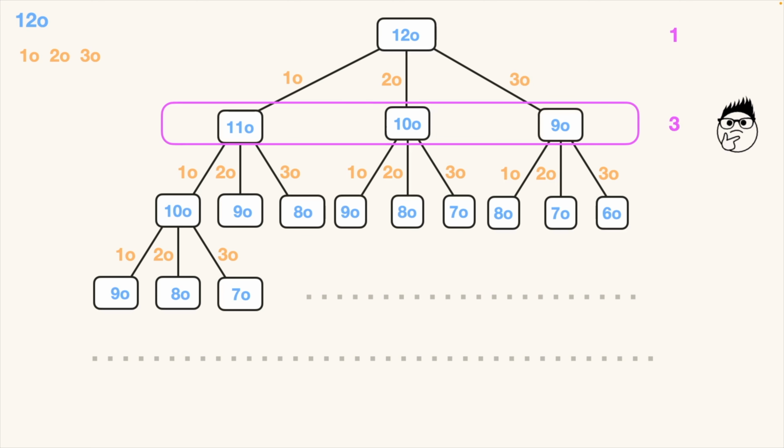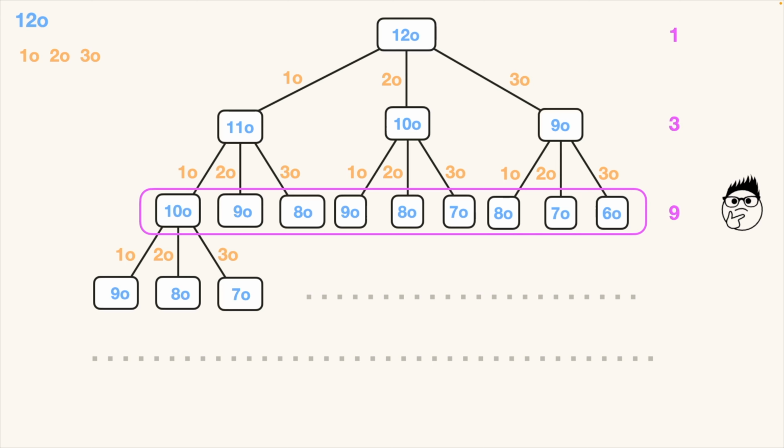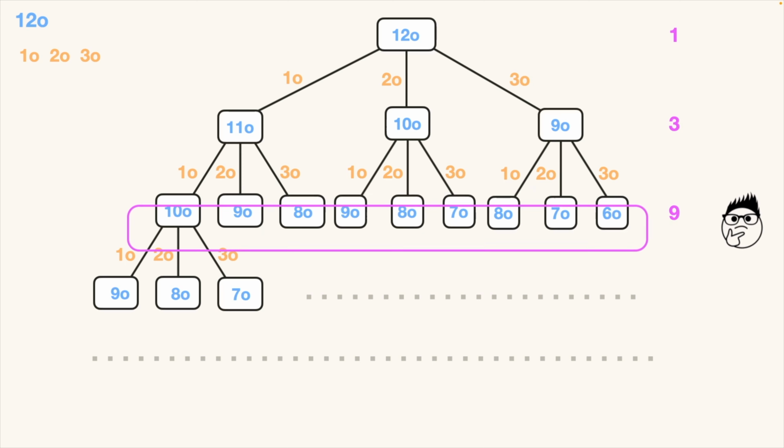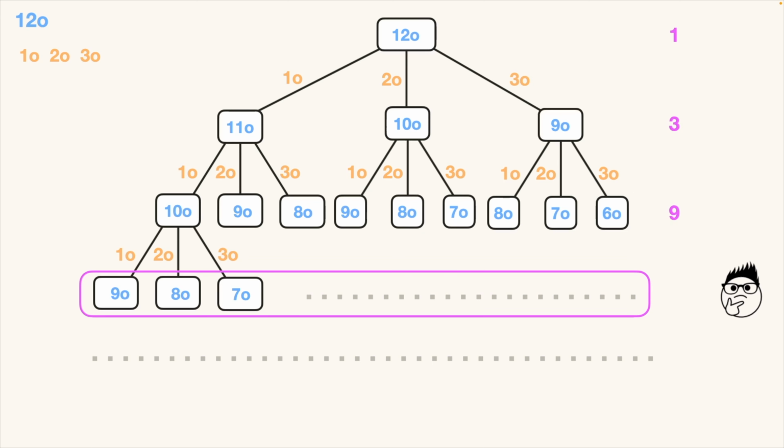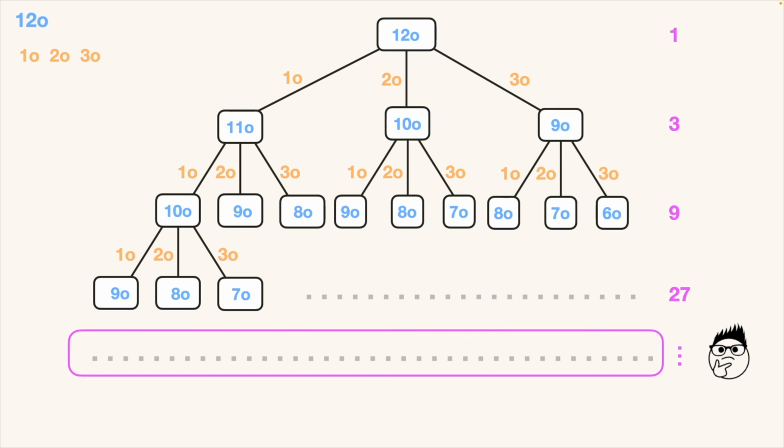Because I branched off for each of my 3 elements. But on the next level, I would have 9 nodes. And then if I actually drew it out, on the level below that, I would have 27 nodes. And this pattern would continue further and further until I hit the very bottom. But I think we could already start to see the pattern. You'll probably notice that from one level to the next, I triple the number of nodes.